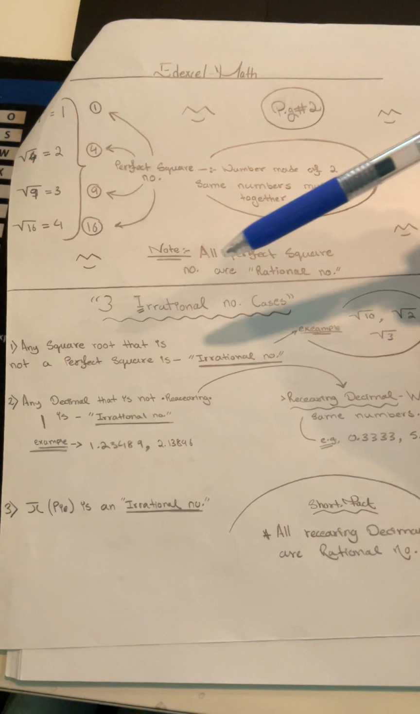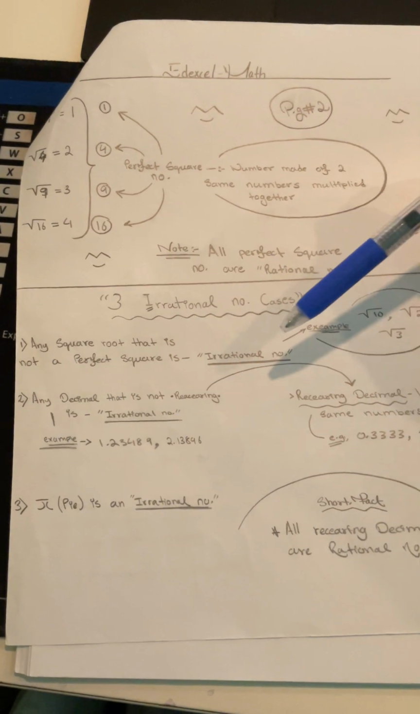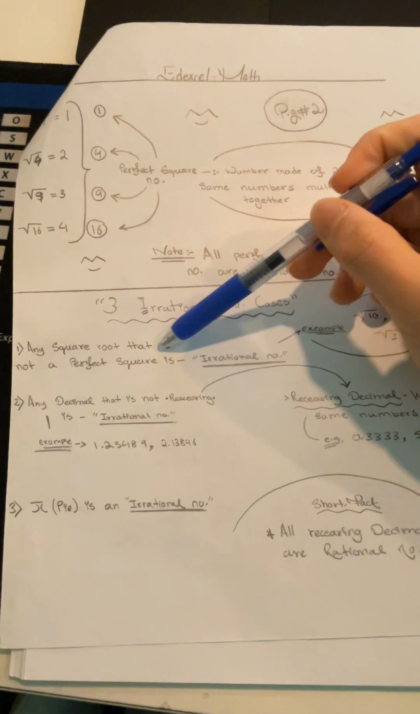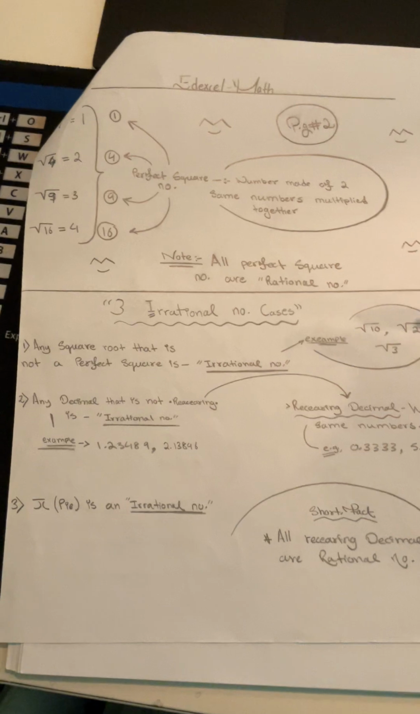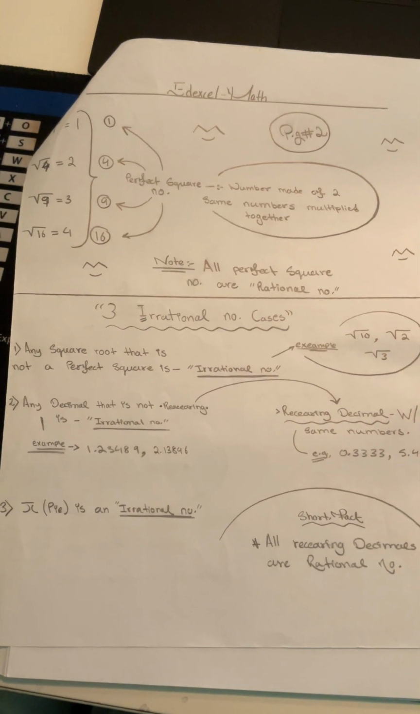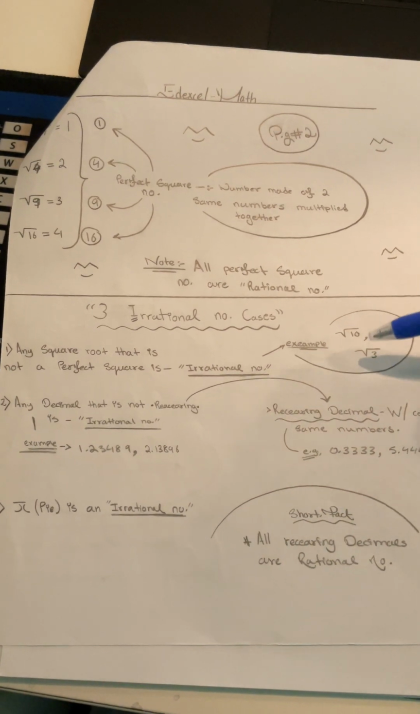Now we have three cases in which the number is irrational. First, any square root that is not a perfect square is irrational. For example, the square root of 10 does not divide into two same numbers. So basically these are known as surds.